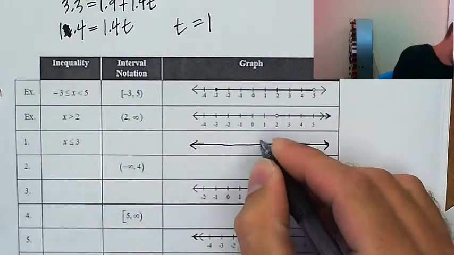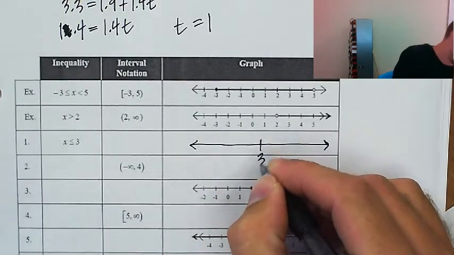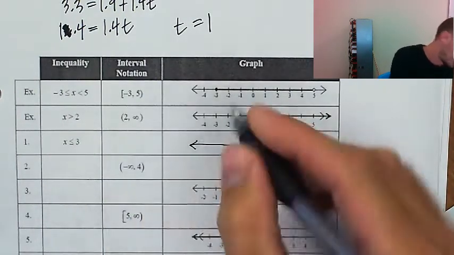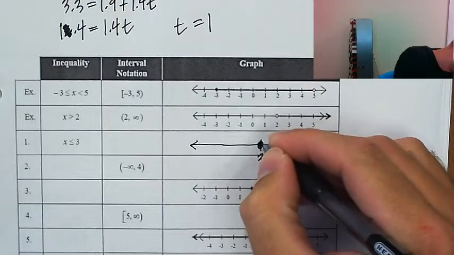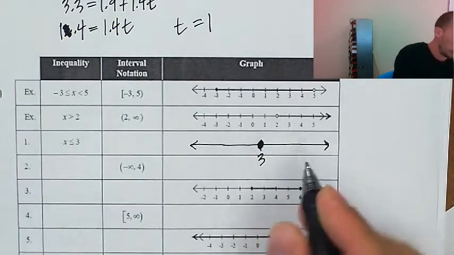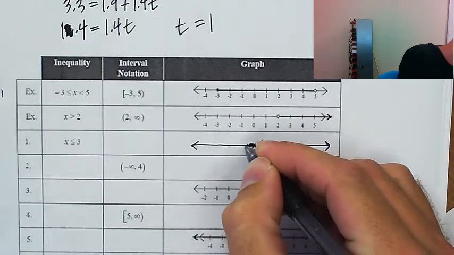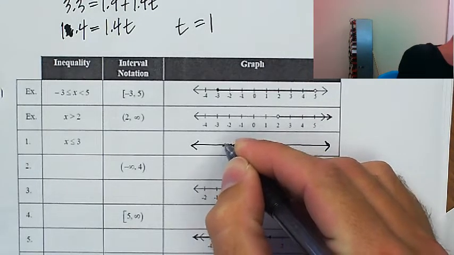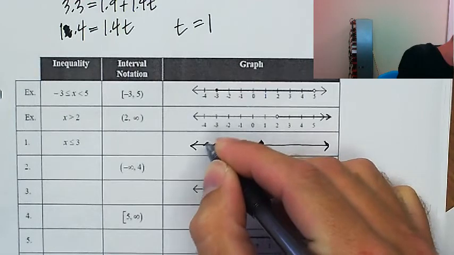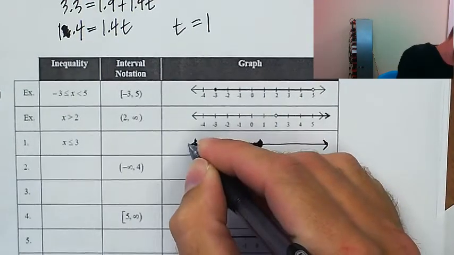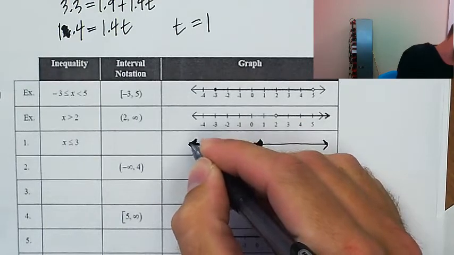Okay, my graph probably won't be as nice as theirs, but here's 3. That's just where I've decided it's going to be. If x is less than or equal to 3, we're going to include 3, so I'm going to color that in, fill it in. And then I'm going to shade in places where x is less than 3, so less than, where I've got the squiggly lines, and then equal at that filled in circle.